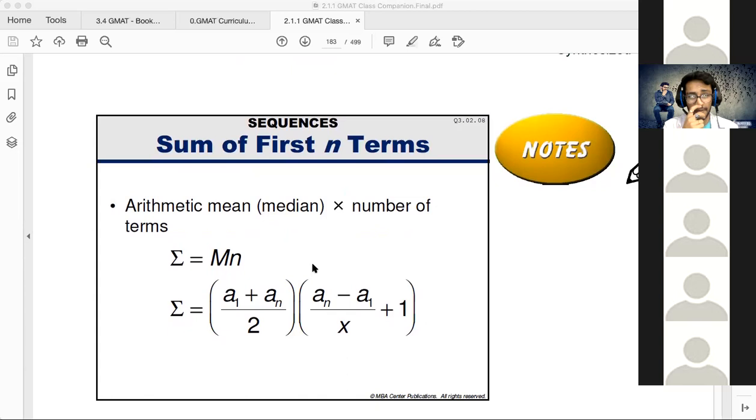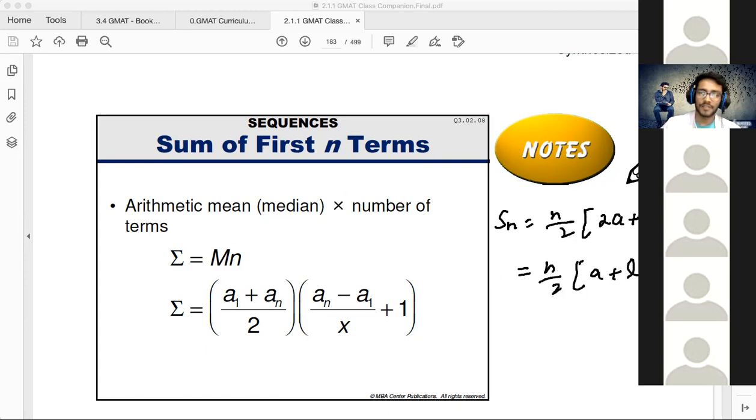What is this now? Sum of first n terms. I have told you the sum of first n terms: N by 2, use this formula, (2a plus (n minus 1) into d). If the last term is given, do this: N by 2 into (first term plus last term). Remember this, it is the standard one.